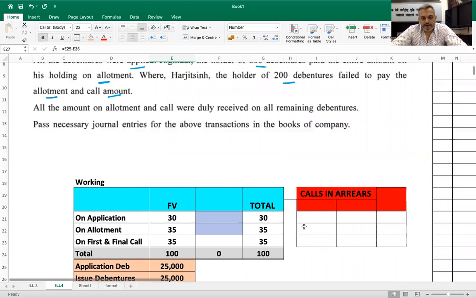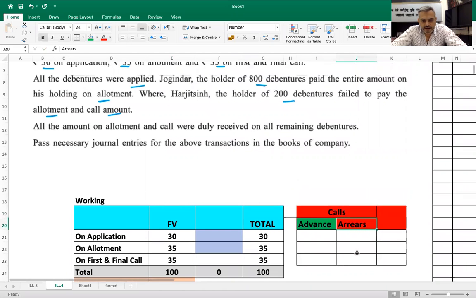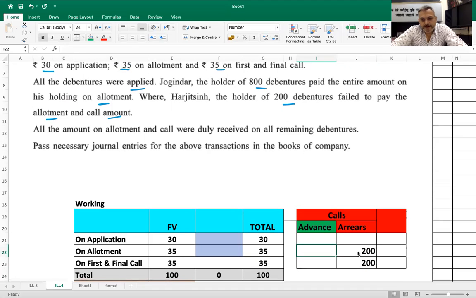Now calls in arrears is of Harjit. Okay, so here there are two things. I write calls in advance and arrears. Advance I will make green and arrears I will make red. So Harjit Singh is calls in arrears. He did not pay the allotment money and the call amount, whereas Joginder for 800 debentures paid the entire amount on his holding on allotment.